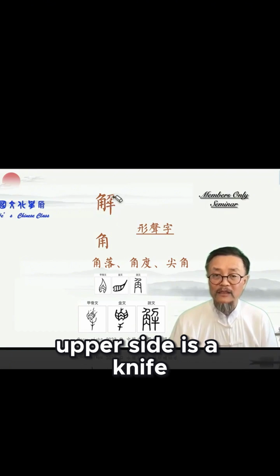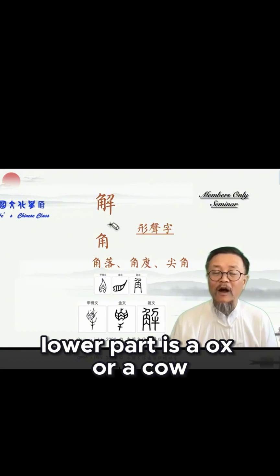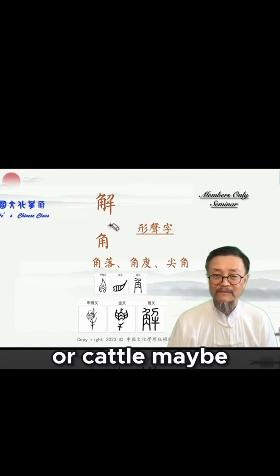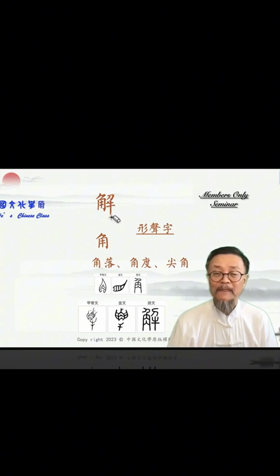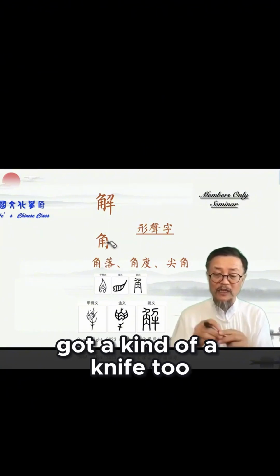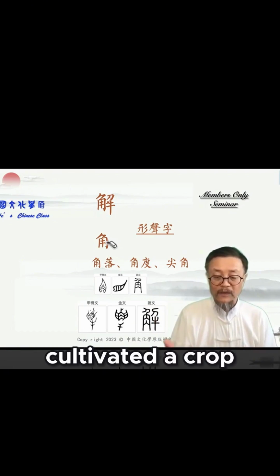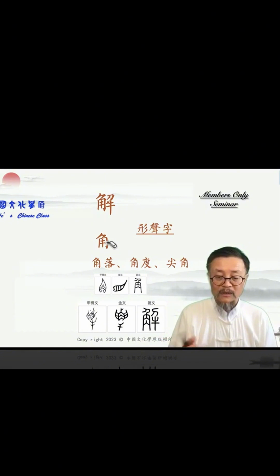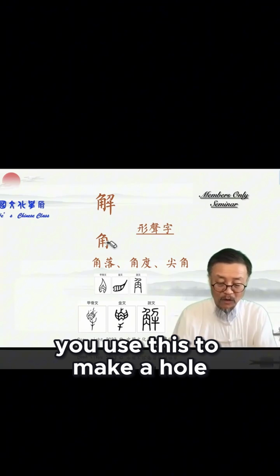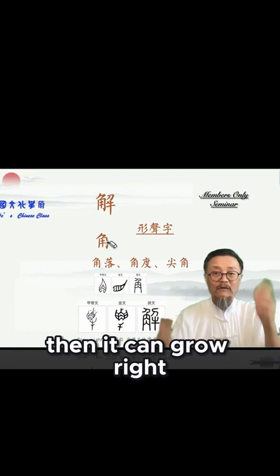Upper side is a knife. Lower part is an ox or a cow or cattle. Maybe cattle is more general to say, because in very, very ancient times, this 角 could be used as a kind of knife too. At least when you cultivate a crop like wheat, you use this to make a hole, and you put the seed in and cover it with dirt and water, and it can grow, right?